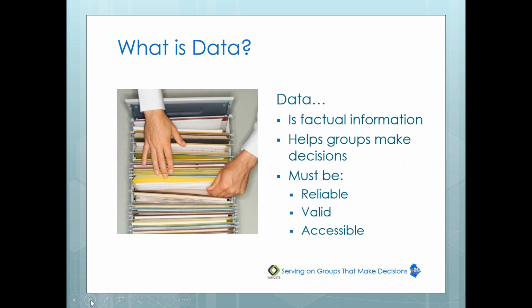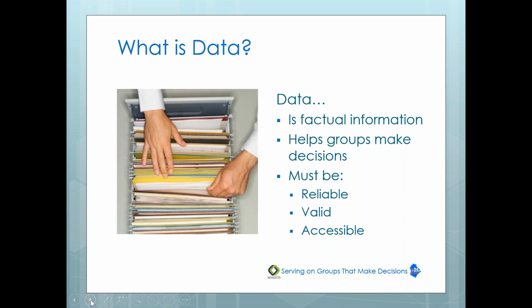Data doesn't just apply to some of the more formal decision-making groups, but is often used by any kind of group and can come in a lot of different forms. On the slide, there are a couple of important terms that you should be familiar with related to data: reliable, valid, and accessible. So what does that mean?